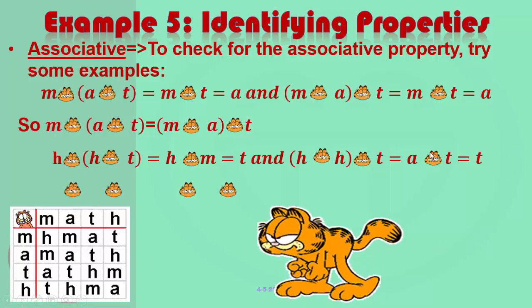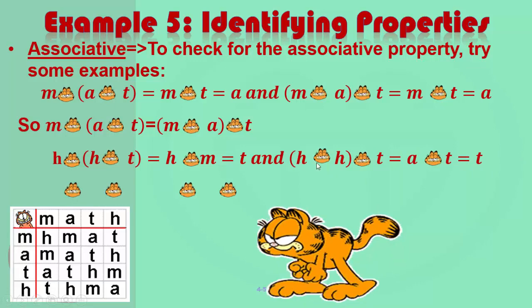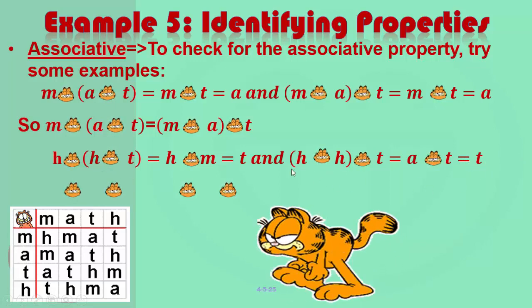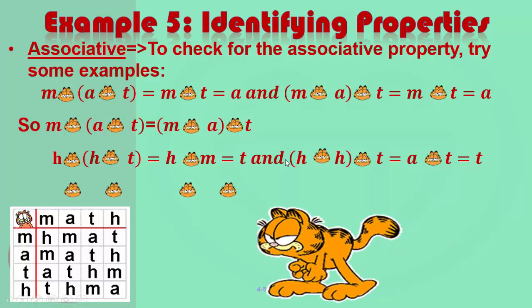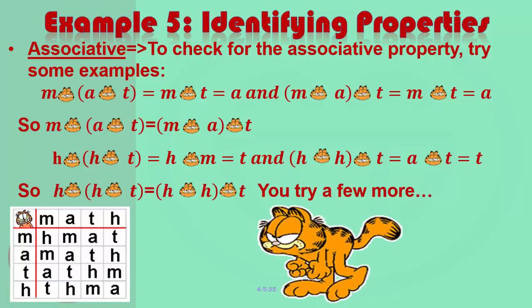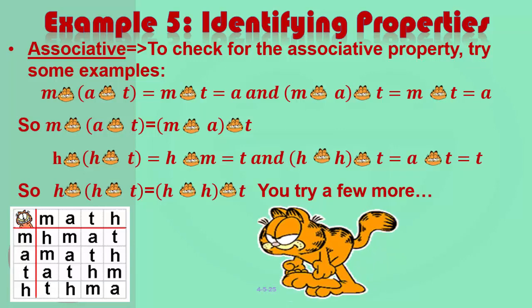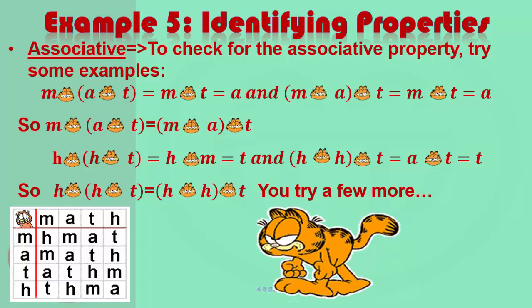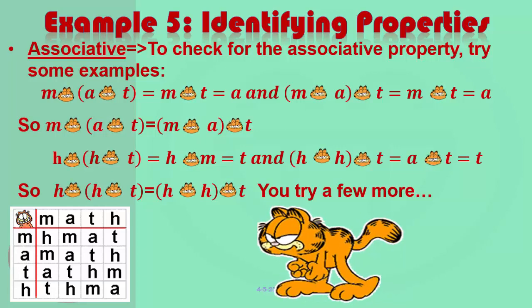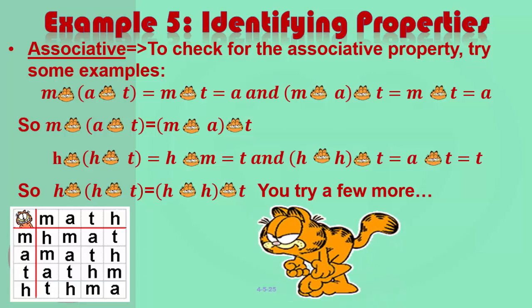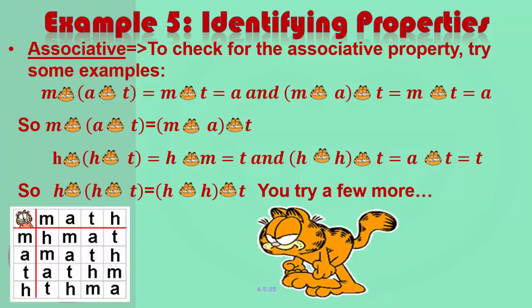So here again, it doesn't matter where we put the bracket, even though we have the H repeated twice, we still end up getting T as our final answer. So H Garfield bracket H Garfield T bracket is equal to bracket H Garfield H bracket Garfield T. So why don't you try a few more?